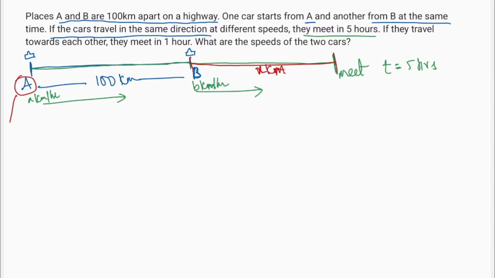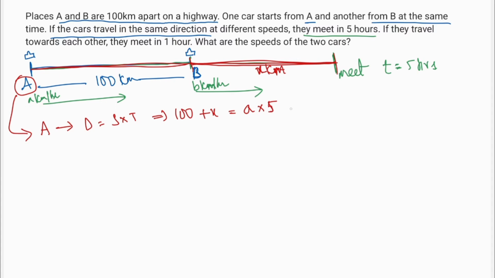Now we will find out the total distance traveled by A. Distance is equal to speed into time. A has traveled this 100 kilometers plus this x kilometers, which is equal to speed, a kilometers per hour, into the time taken by A, which is 5 hours. So 100 + x = 5a. This is the first equation.